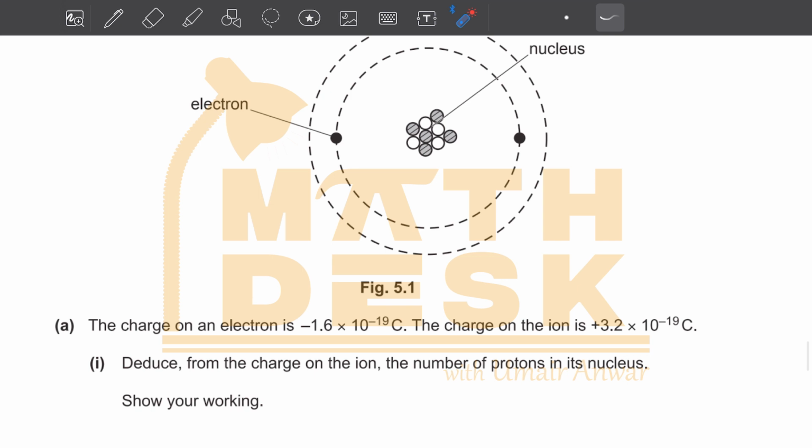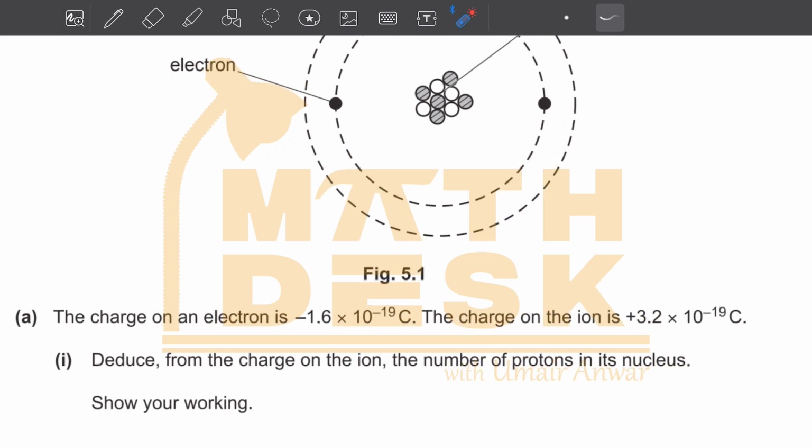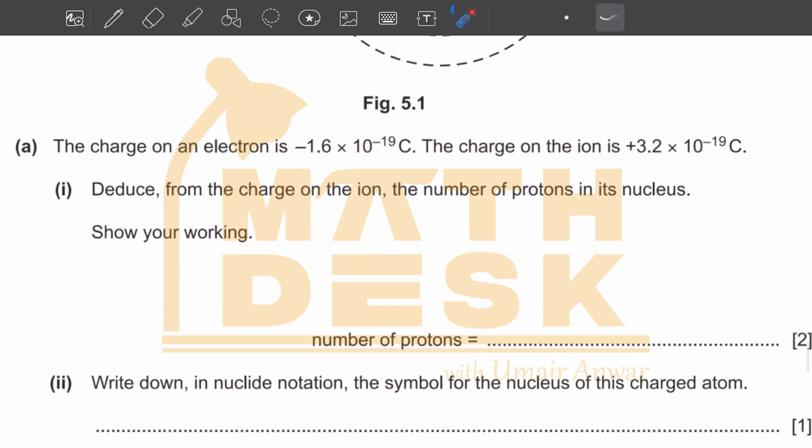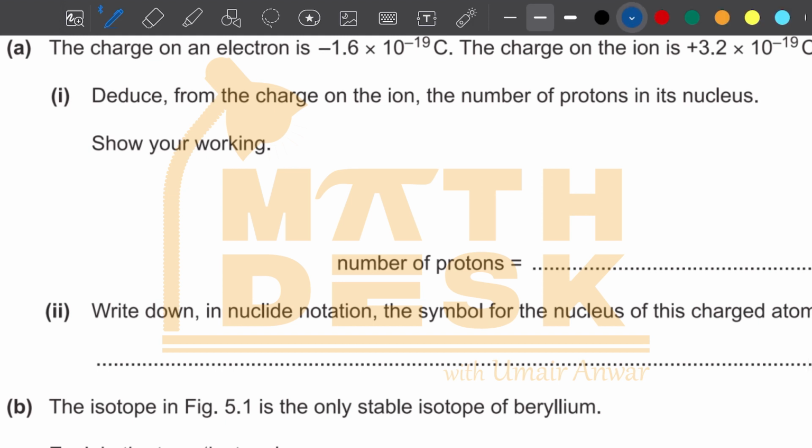The question says the charge on an electron is minus 1.6 × 10 raised to minus 19 coulombs. The same is the charge on a proton also, but with a positive sign. The charge on the ion is positive 3.2 × 10 raised to minus 19 coulombs. Deduce from the charge on the ion the number of protons in its nucleus.